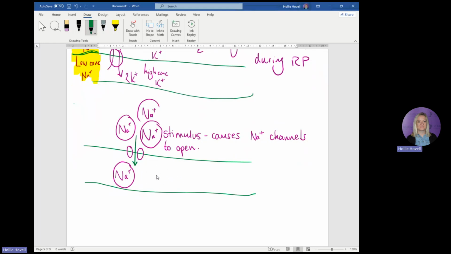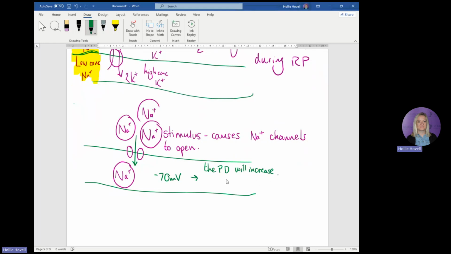Now, at resting potential, this was at minus 70 millivolts. But this minus 70 is going to increase because sodium ions are positive. So it's going to go to minus 69, minus 68, minus 67, minus 66. So this potential difference here is going to gradually increase.